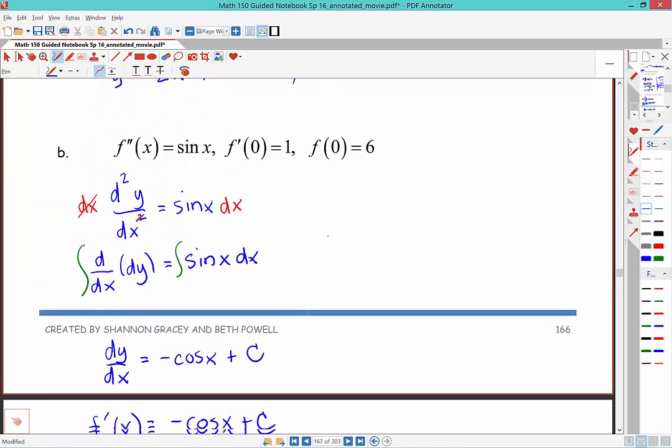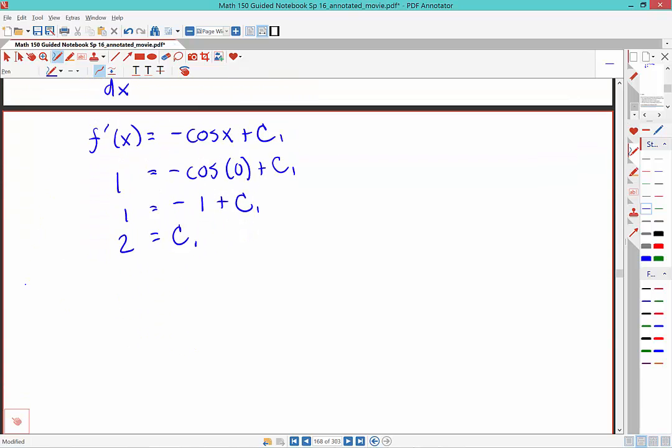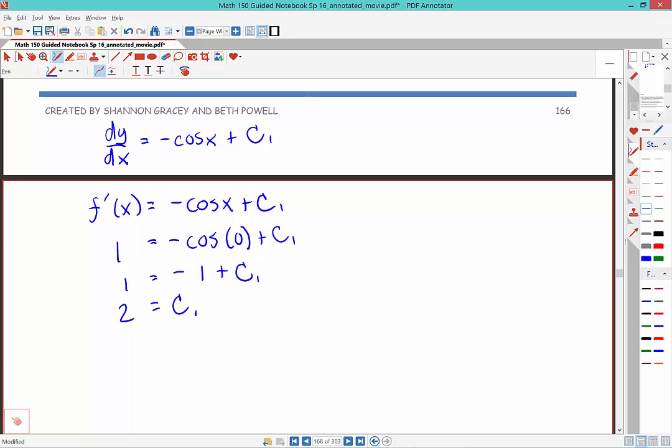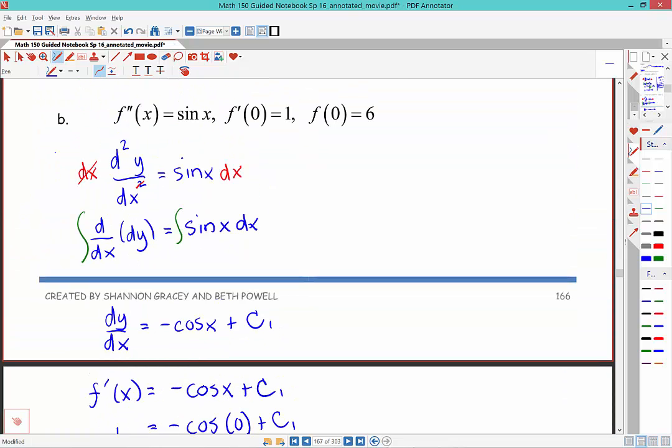We've been given that f prime at 0 is 1. So 1 is equal to -1 plus c. We'll call this c1. So our c1 is 2. And that means that we'll have f prime of x is negative cosine of x plus 2. So that's the first one, like our first part of the problem.